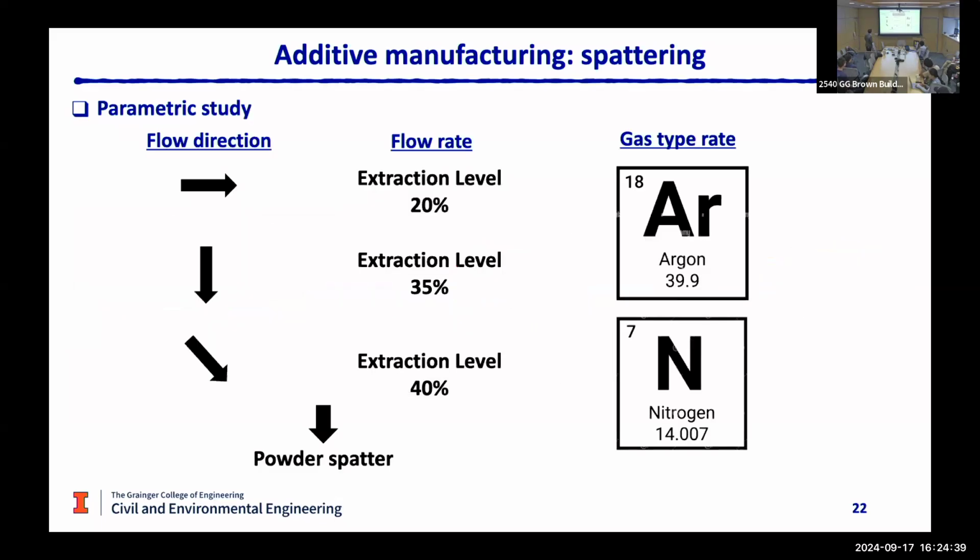So we pick three important gas flow parameters to investigate, which we feel are very important. One is the flow direction relative to the printing direction: 0 degree, 90 degree, 45 degree. The second parameter is the flow rate. The flow rate is defined as the extraction level percentage of the maximum flow rate we are allowed to use by GE. We consider 20%, 35%, and 40%. And then we consider 2 different gas types. One is argon, another one is nitrogen.